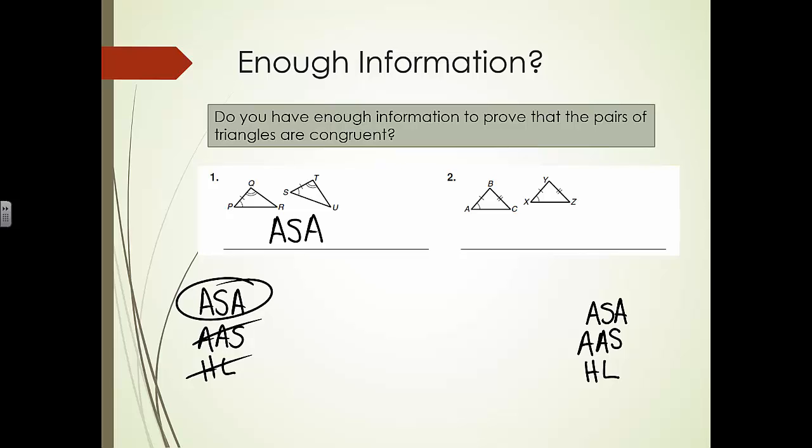In this case right here, there are no right angles, so hypotenuse-leg is out again. And then I try to determine, I have two congruent sides and one congruent angle. Do I have anything that has two congruent sides, two S's and one A? And that would be no, so our answer here is not enough information.